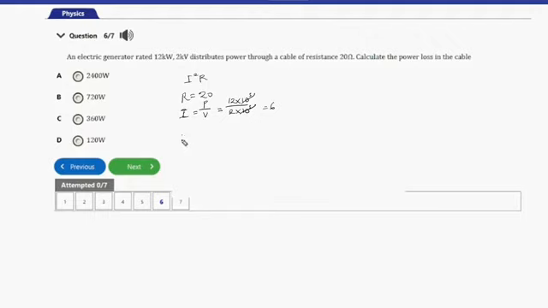If the current is 6 amps, we are now going to substitute this in the main equation, which is power loss is equal to I squared R. So I squared now becomes 6 squared, which is 36, then times R, which is 20. So 36 times 20 here is 720 watts, and that's option B. So that's it for this question. Let's go ahead and consider the next and last question.